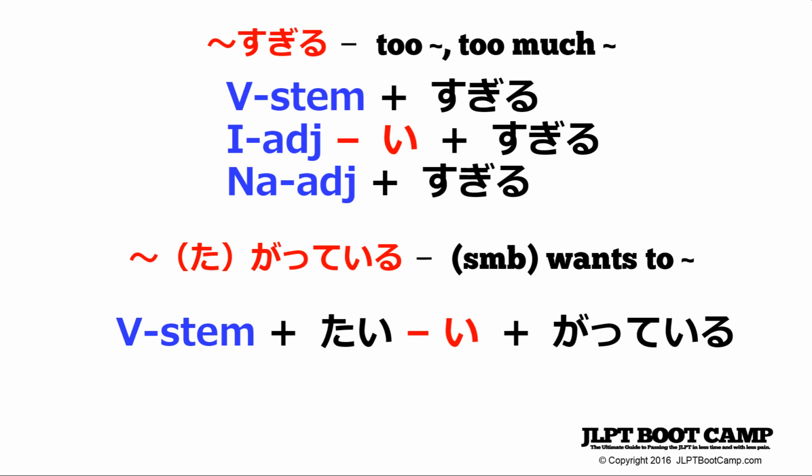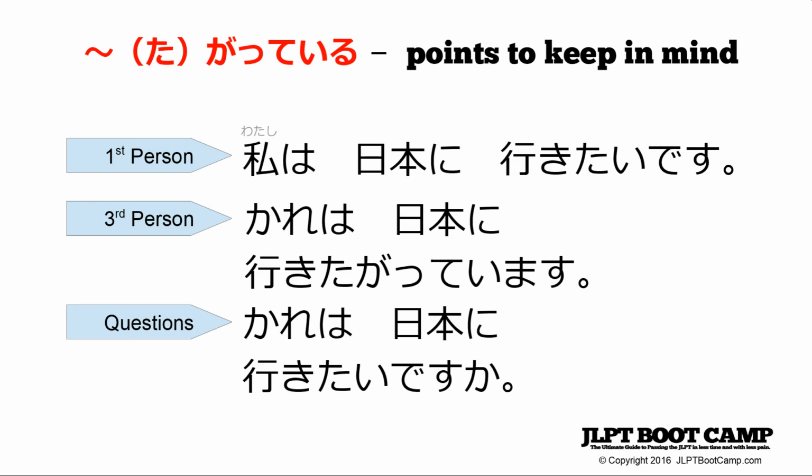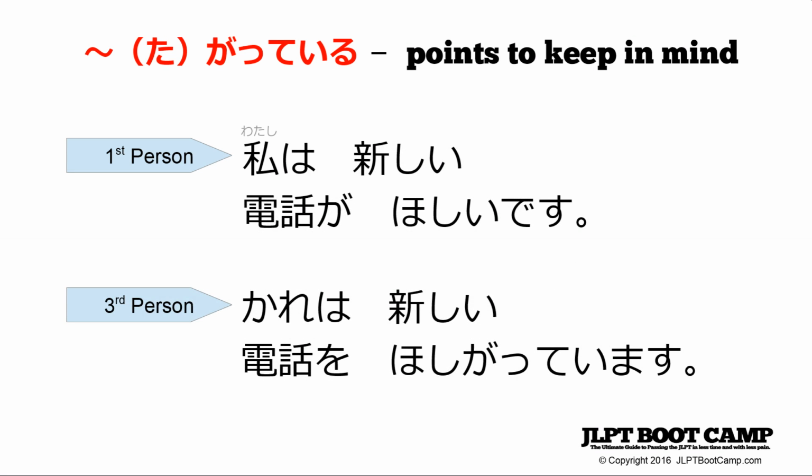And then finally, if you're talking about appearances of somebody else, what they want to do, you would use gatteiru with the verb stem. And some things to keep in mind with gatteiru is that for first person and for questions, you would use tai, but for the third person, you would use that structure, gatteiru. And also with particles, if you're using hoshii, you would use ga if it's first person, but o if you want to talk about a third person and you're using gatteiru. So that's it for this grammar lesson.